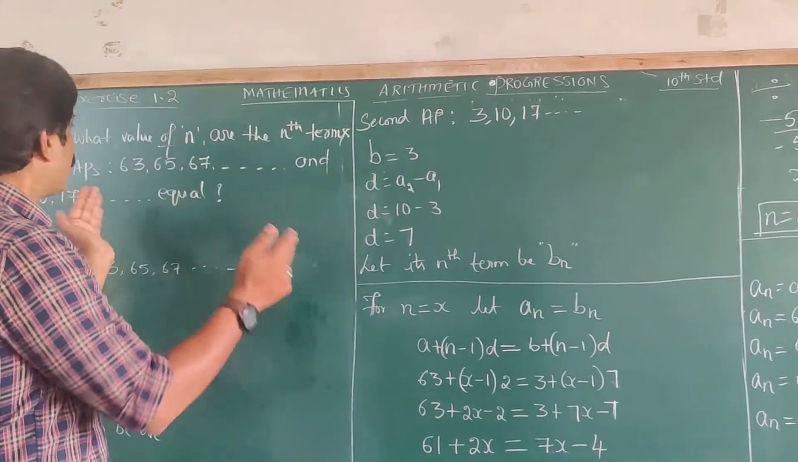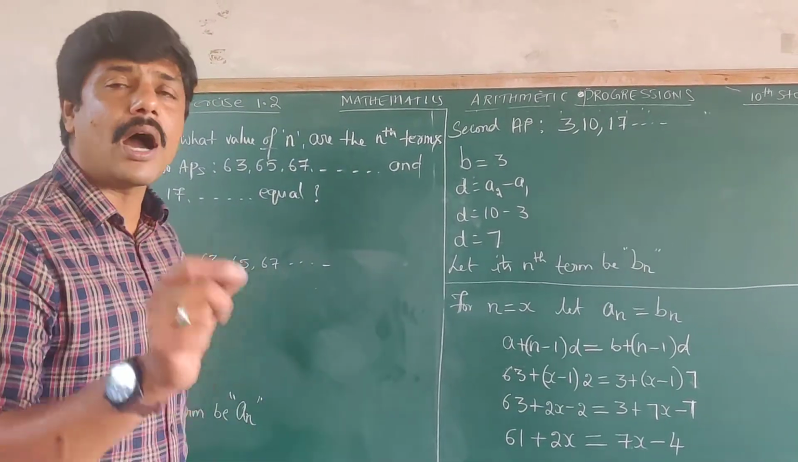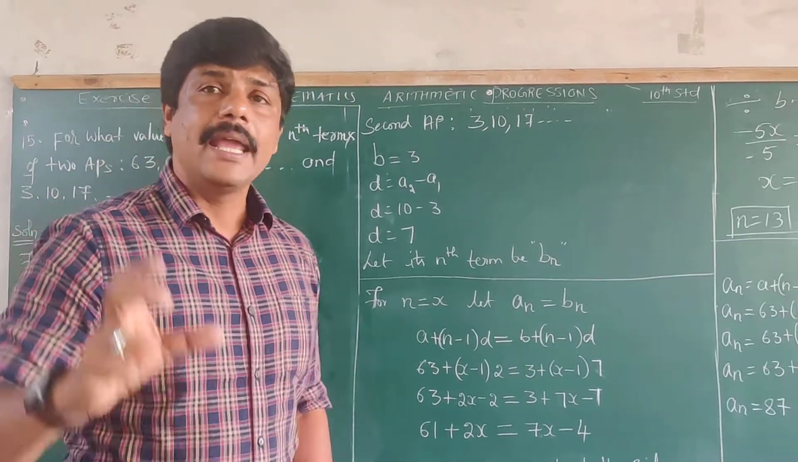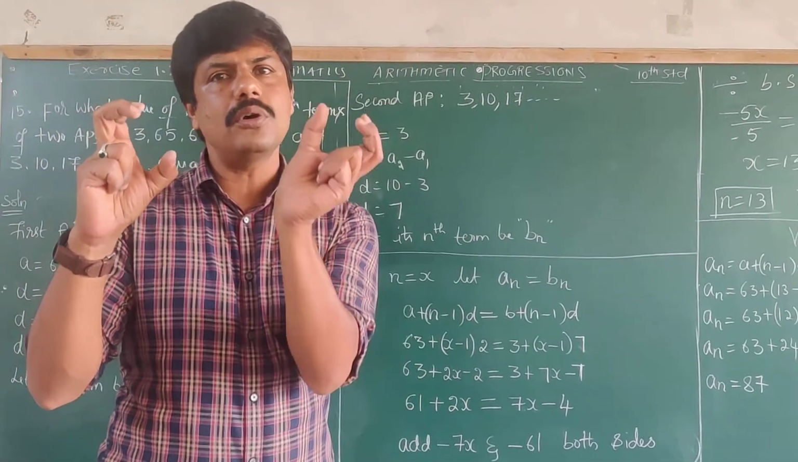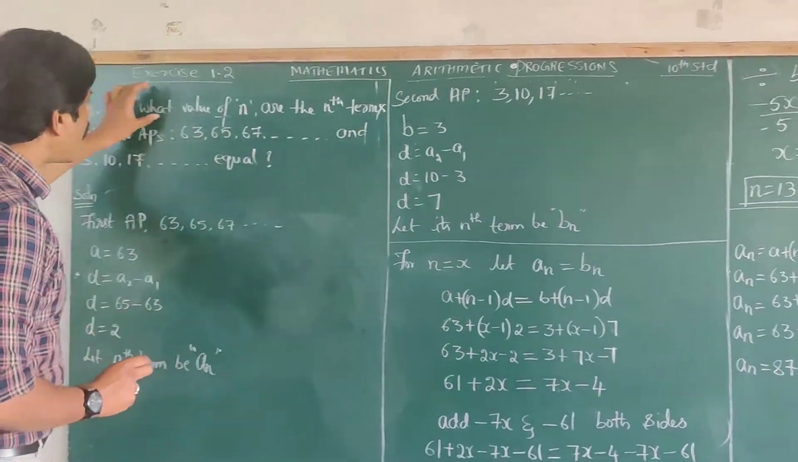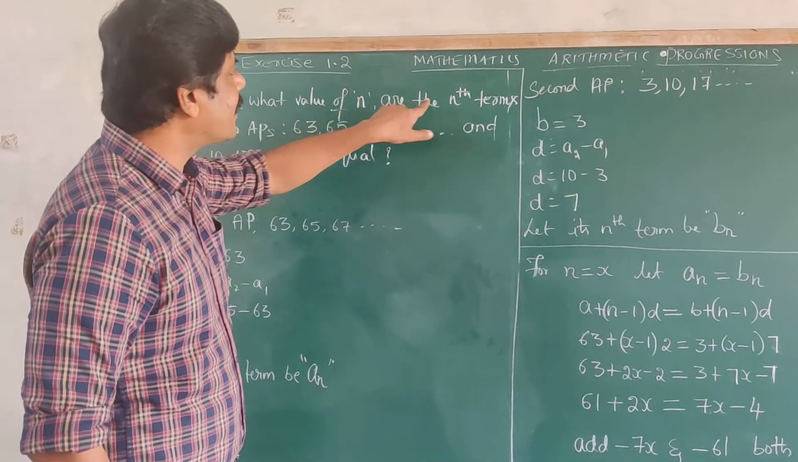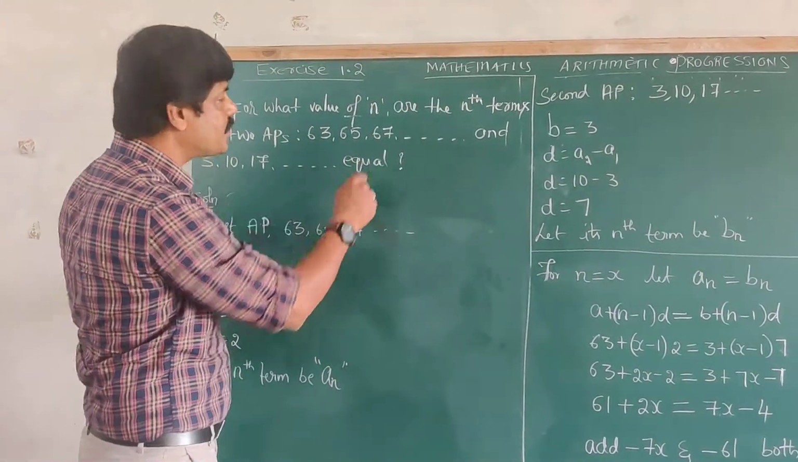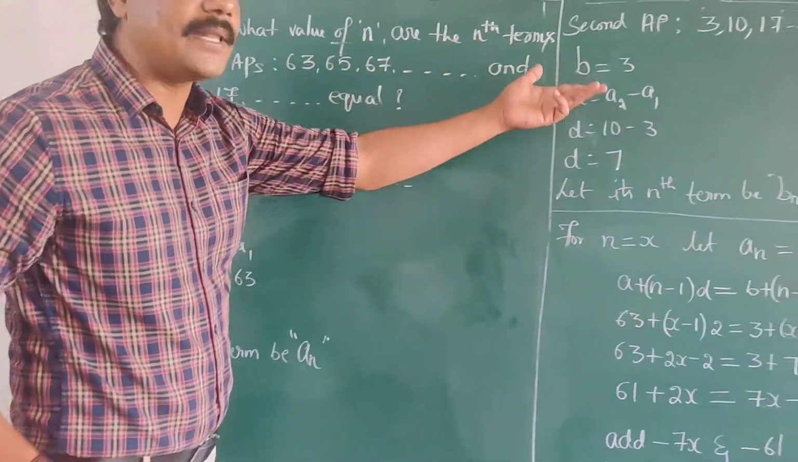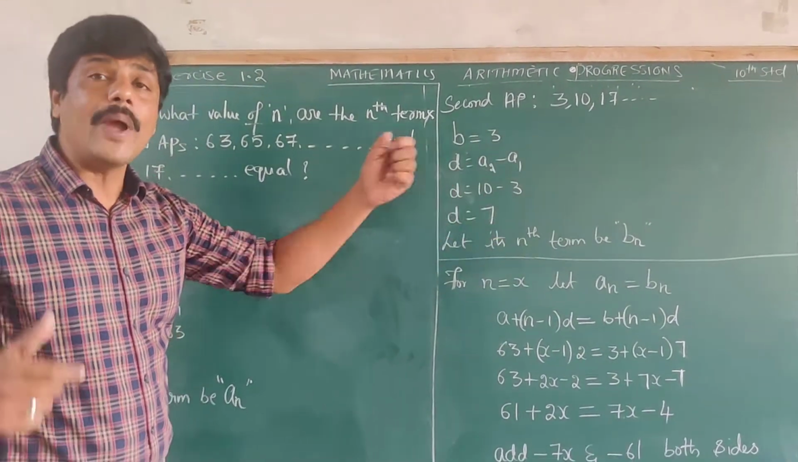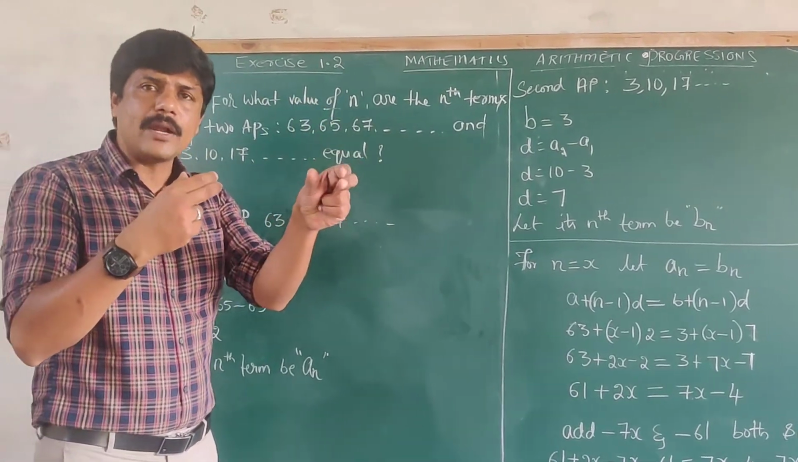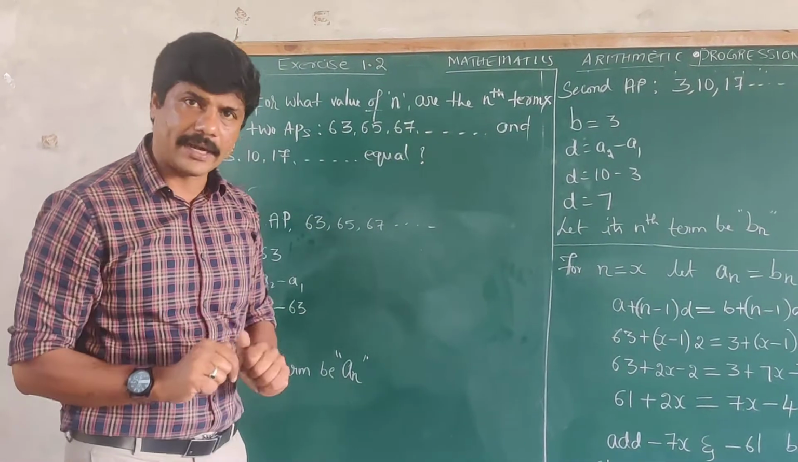Now let's go back to the question. The question says, for what value of n does an become equal to bn? That's what is asked. For one AP, the nth term is an. For another AP, the nth term is bn. When do they become equal? For what value of n do we have to find?